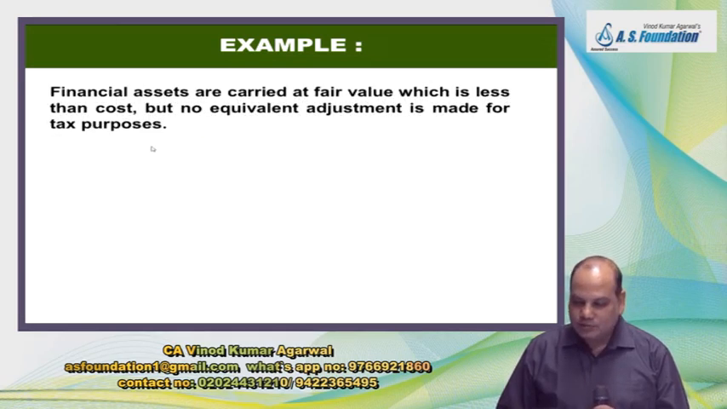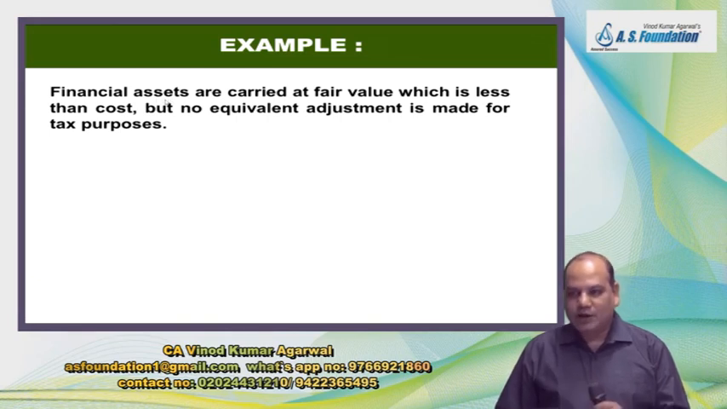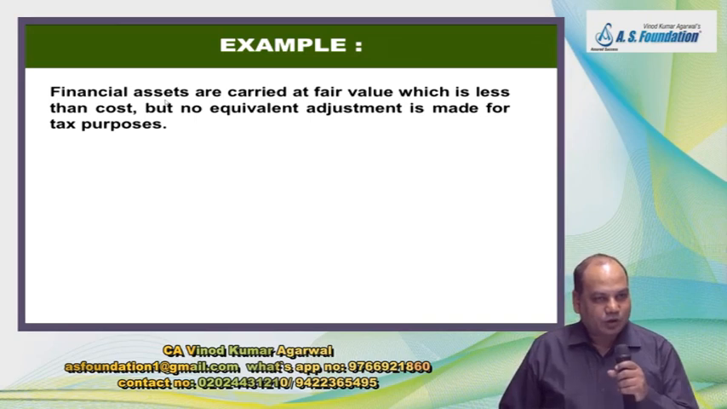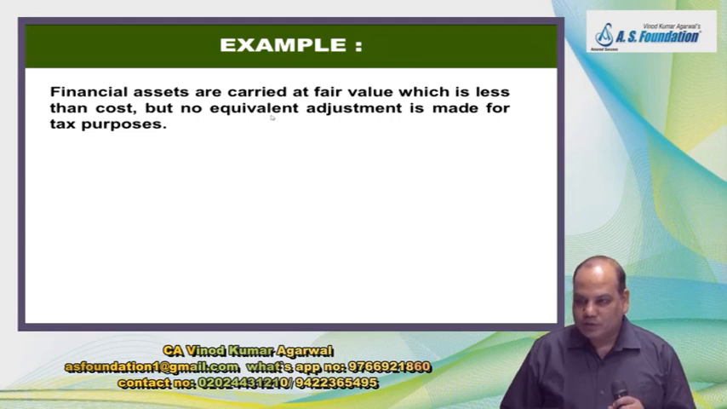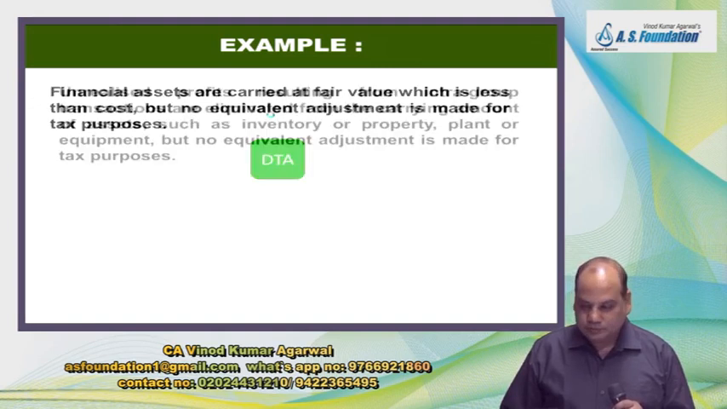So DTA. Financial assets are carried at fair value, which is less than cost. Now, it may be some investment item which is measured at FVTPL, okay? And you have reduced its fair value, carrying amount reduces, but no adjustment for tax purpose. DTA or DTL? DTA, very good.